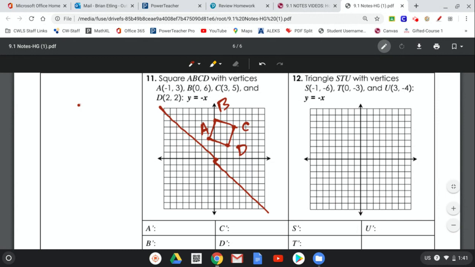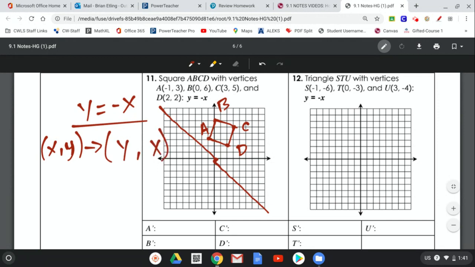For our rule for y equals negative x, if we start out with the coordinate xy, for any x and y coordinate, what we're going to do is switch them again, okay, just like we did for y equals x. We're reflecting over that line, but we're also going to put a negative in front of it. That negative means we're going to change the sign. Okay, we're going to change the sign.